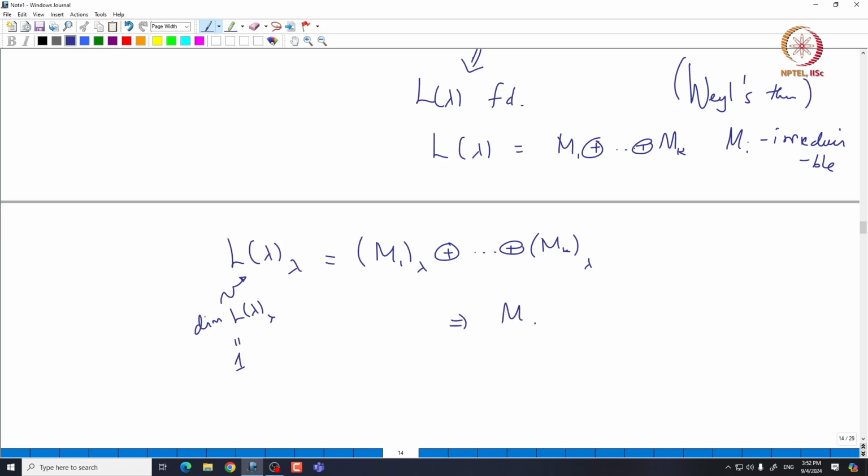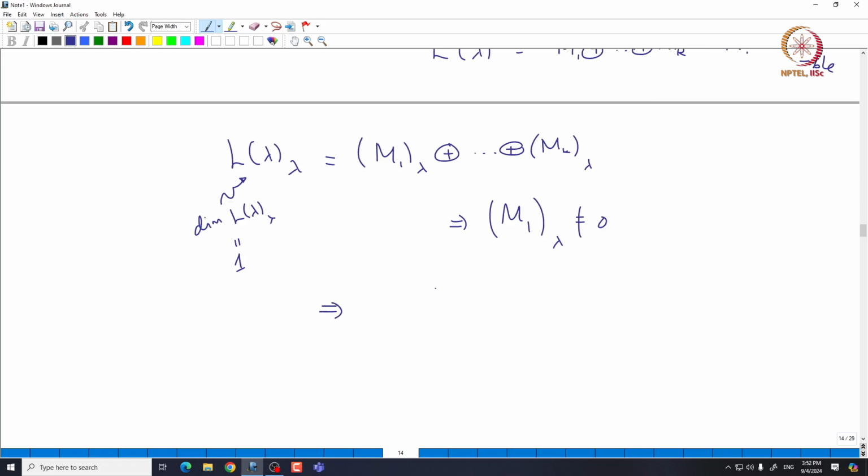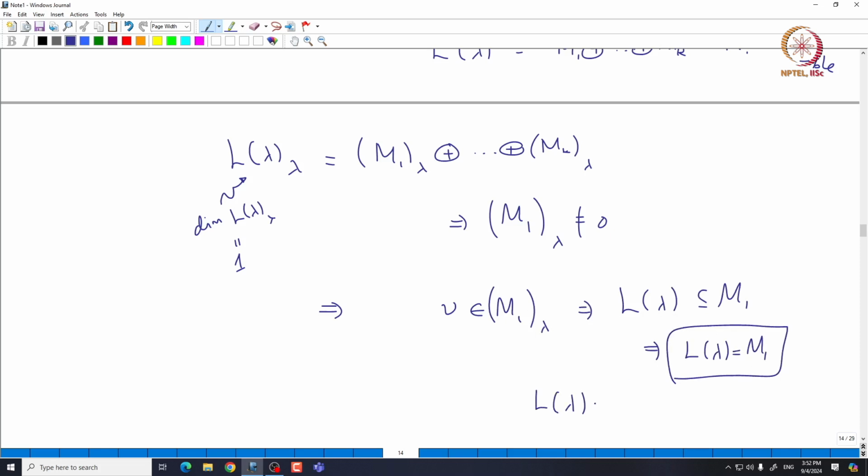So that forces that, let us say without loss of generality, M1 lambda is non-zero. Then that would imply that this entire V must lie inside M1 lambda, and that would force that L of lambda is a subset of M1, that would force that L of lambda is equal to M1. So that forces that L of lambda is irreducible, and that implies L of lambda is equal to V of lambda, because V of lambda is the only irreducible quotient of this M of lambda.